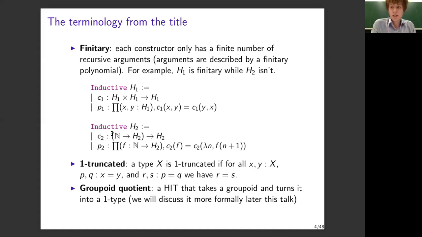The last piece of terminology from the title I will briefly mention here is the groupoid quotient. The groupoid quotient is a higher inductive type that takes a groupoid and turns it into a one-type. It is basically a generalization of the normal quotient, but with equivalence relations replaced by groupoids. Later in this talk, we will discuss this more formally.